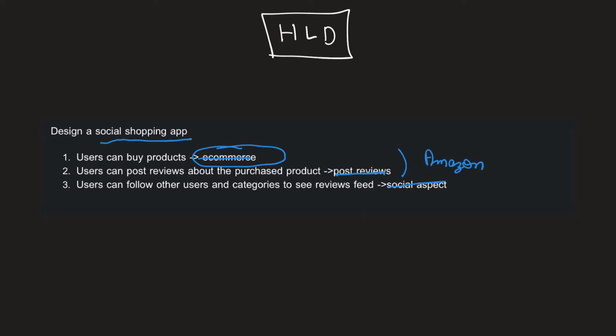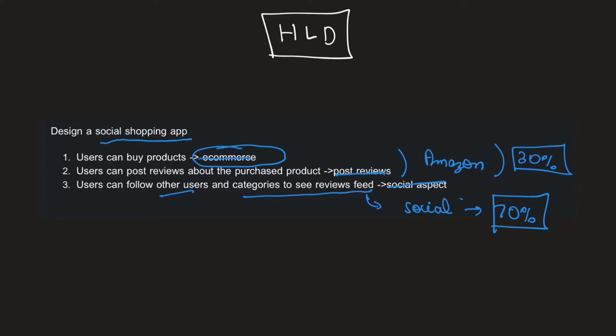Got it? And the third point that he mentioned, which was the most important according to him, is users can follow other users and categories to see review feeds. And this was the social angle that he wanted the interviewee to think about a little more. According to his statements, the interviewee should focus 70% on point number 3, and 30% on points number 1 and 2. So you need to understand that point number 3, the social media angle, needs to be focused upon.